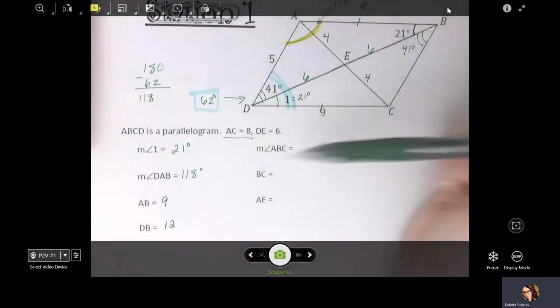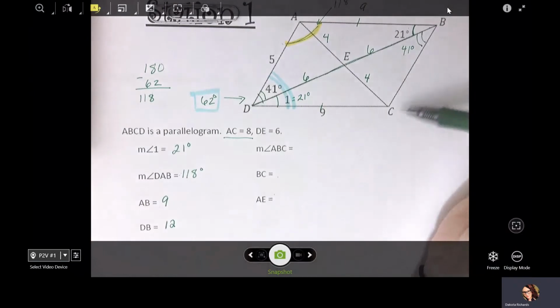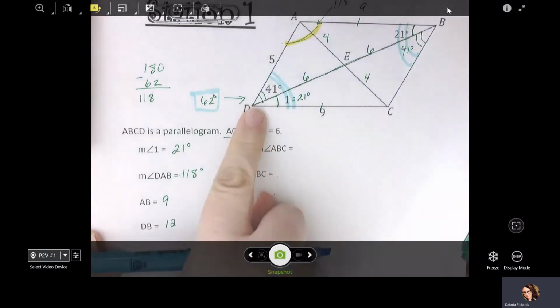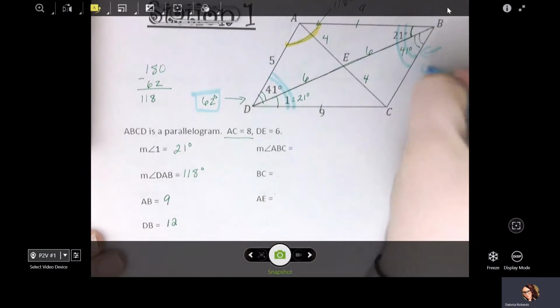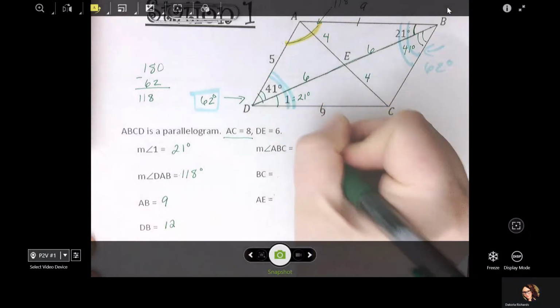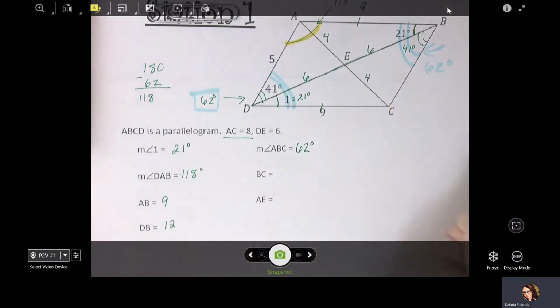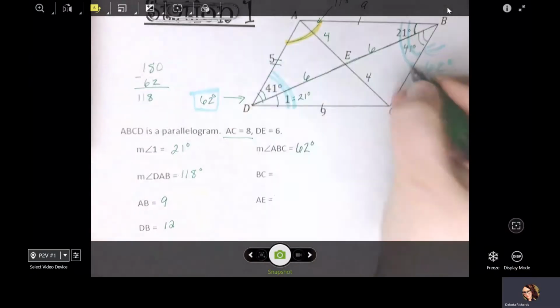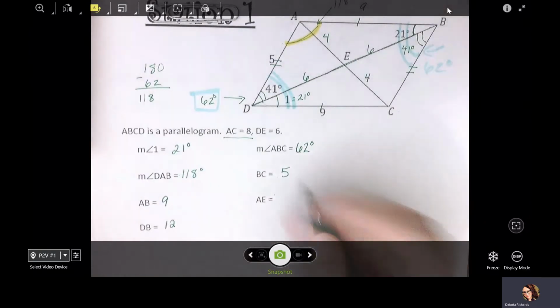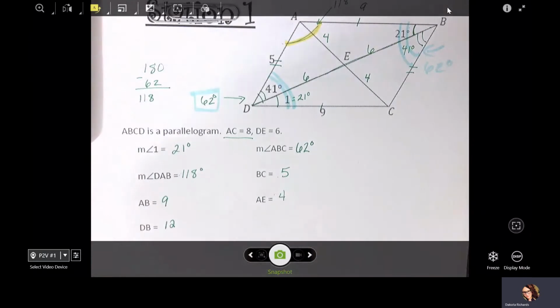And then the measure of angle ABC, well, opposite angles are congruent. This whole thing is 62, so this whole thing is 62 degrees. So the measure of ABC is 62 degrees. BC is here. Opposite sides are congruent, so this would just be 5. And then AE is 4. Okay. That is station 1.